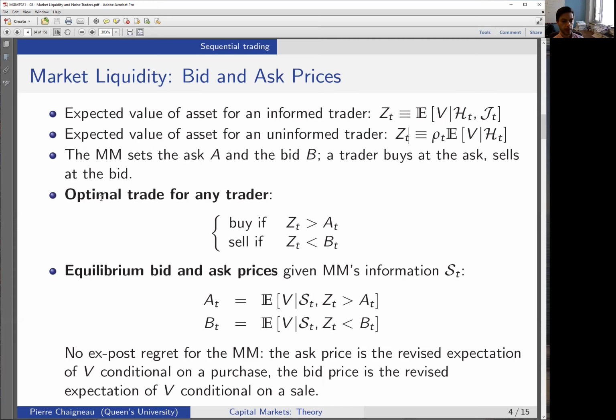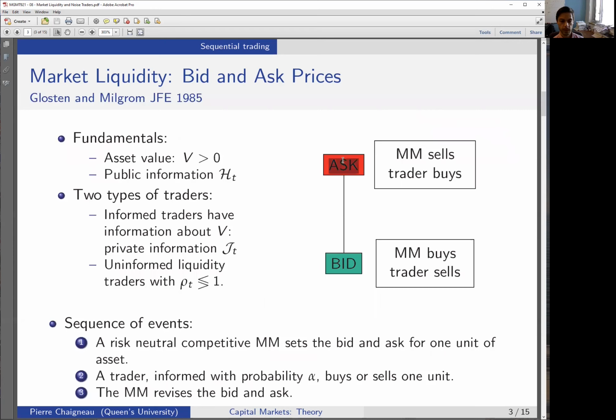All right. So now the optimal trade for a trader: you are going to buy if the expected value of the asset from your perspective, so either here or there, is worth more than the ask.